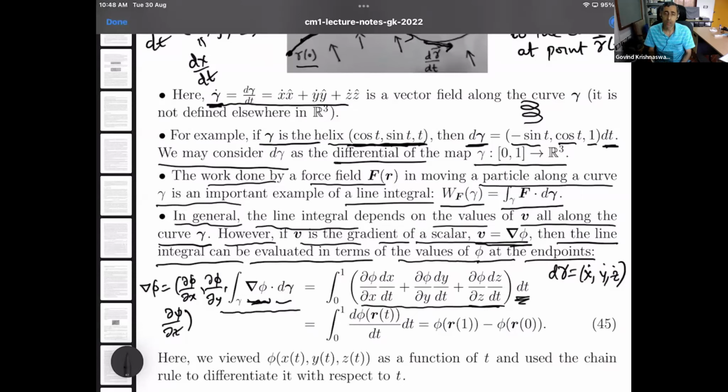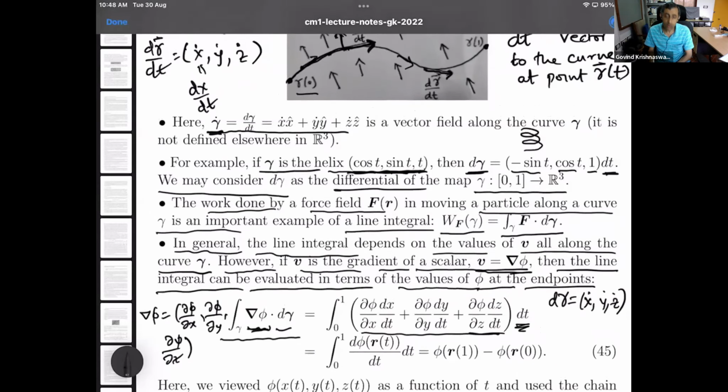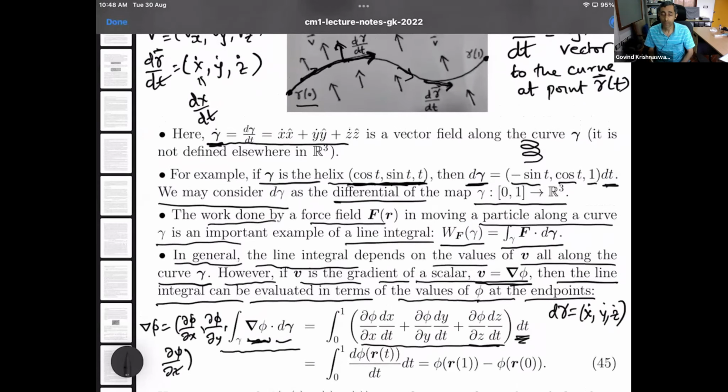These three terms, in fact, can be combined using a certain rule or identity from calculus. Do you want to tell me what that rule is? Which you may be familiar with from one variable calculus. We are now using it in three variable calculus. Same rule. Yeah, this is the chain rule.